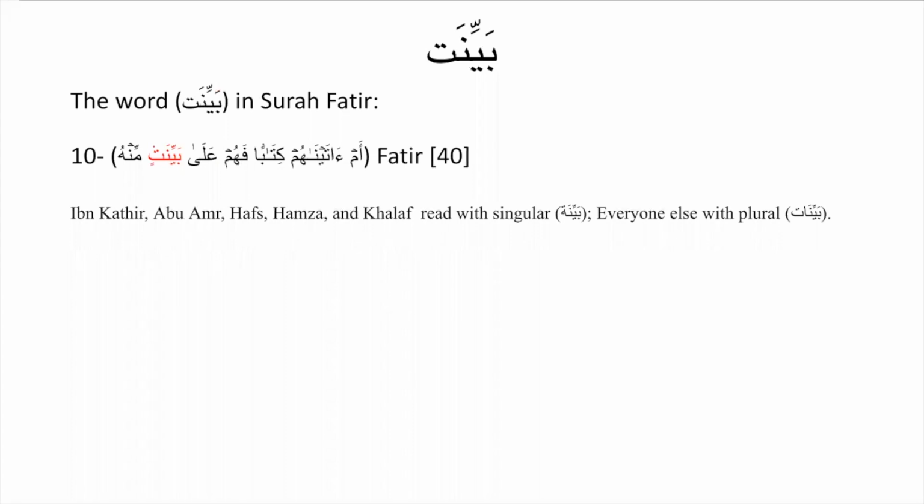Next place in Surah Fatir, أَمْ آتَيْنَاهُمْ كِتَابًا فَهُمْ عَلَى بَيِّنَةٍ مِّنْهُ. Ibn Kathir, Abu Amr, Hafs, Hamza, and Khalaf, they all read with the singular, بَيِّنَةٍ. Everyone else reads with the plural, فَهُمْ عَلَى بَيِّنَاتٍ مِّنْهُ.